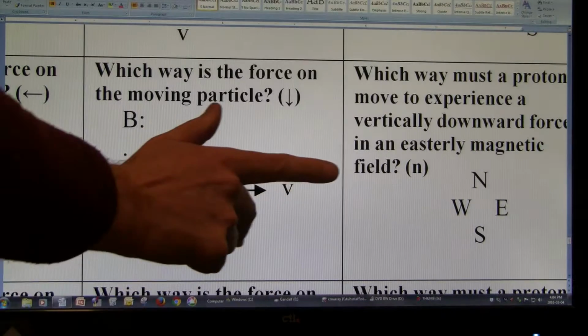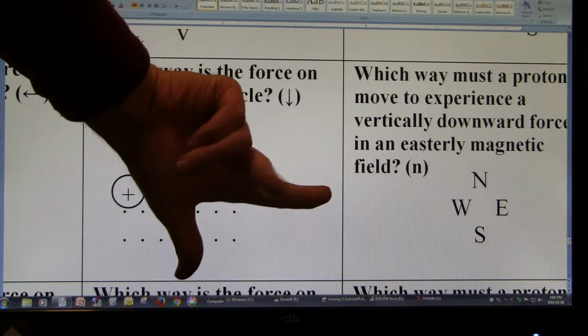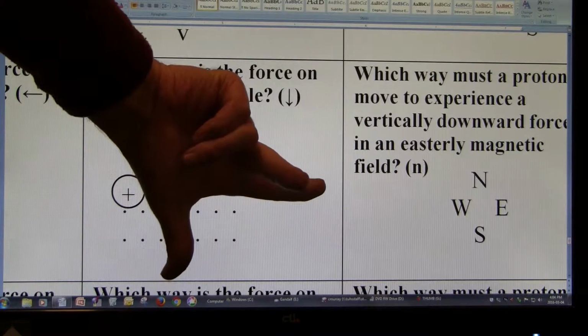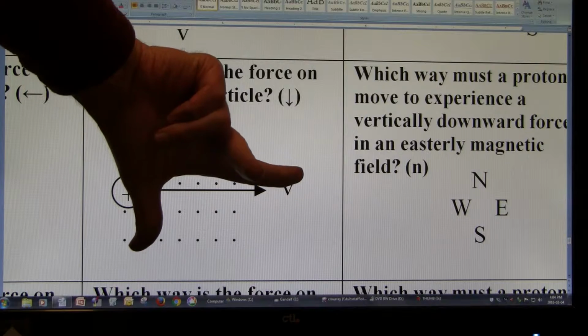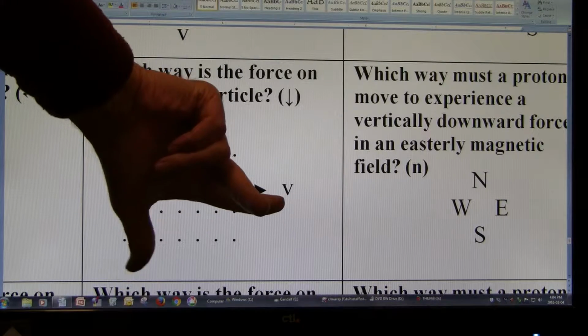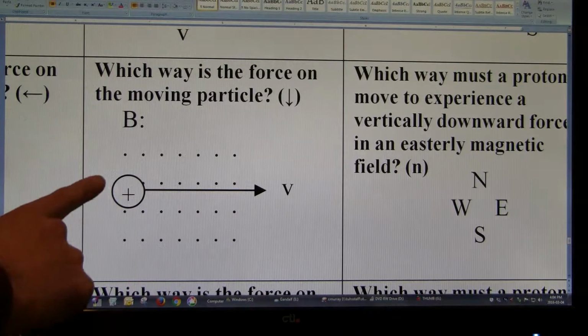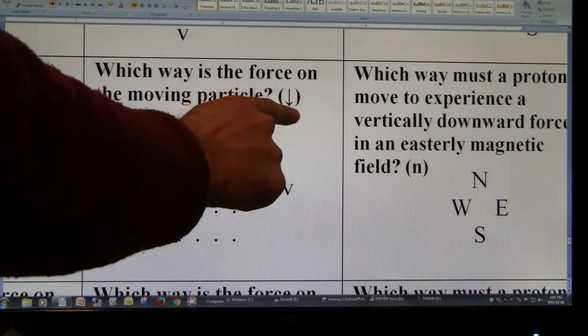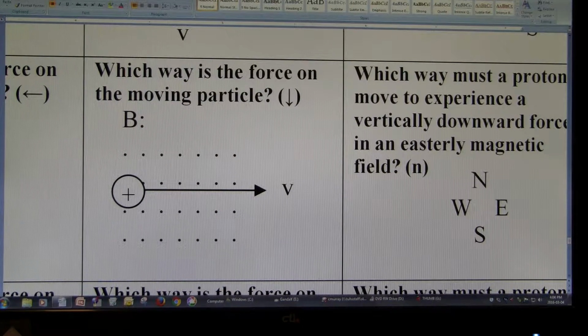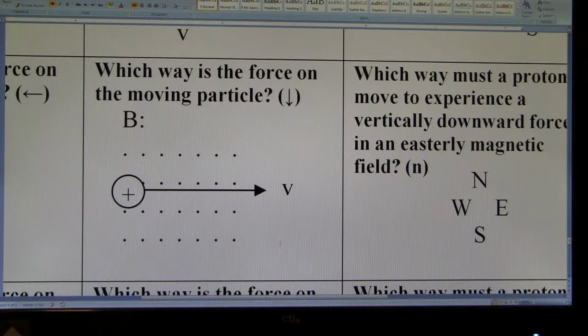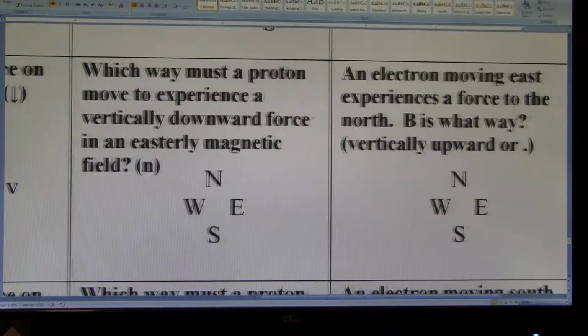Okay, index finger to the right. Magnetic field is out of the page, and the force is down the page, right? It's a positive charge, so the force would be really down the page. There's no minus sign to deal with. All right, here we go. I know I'm going to kick something over.